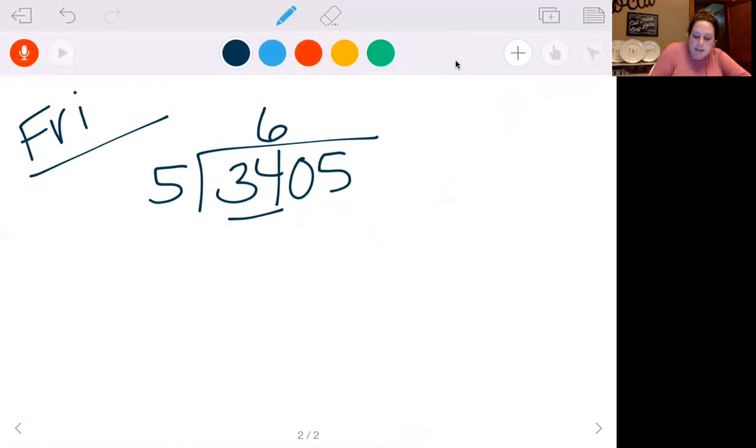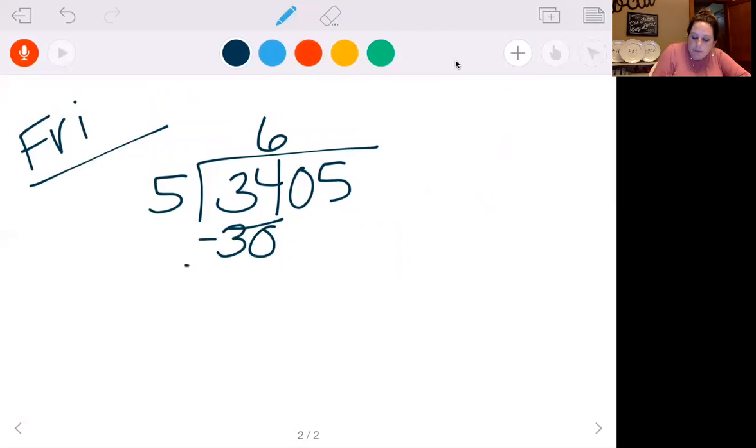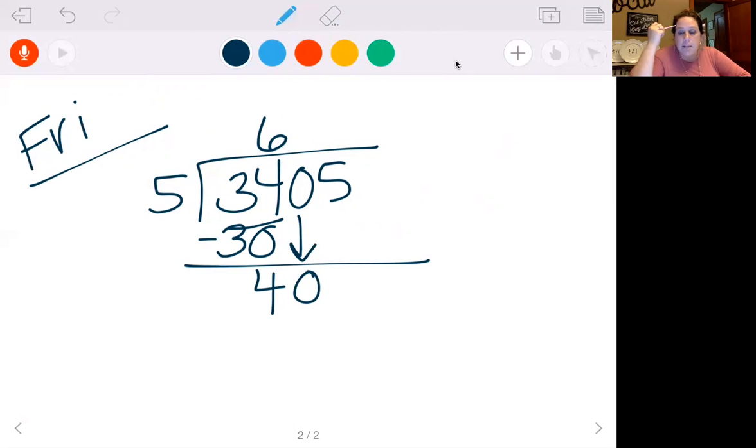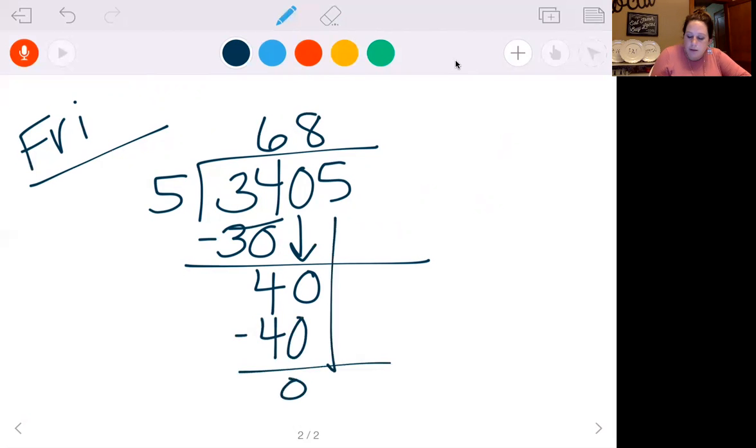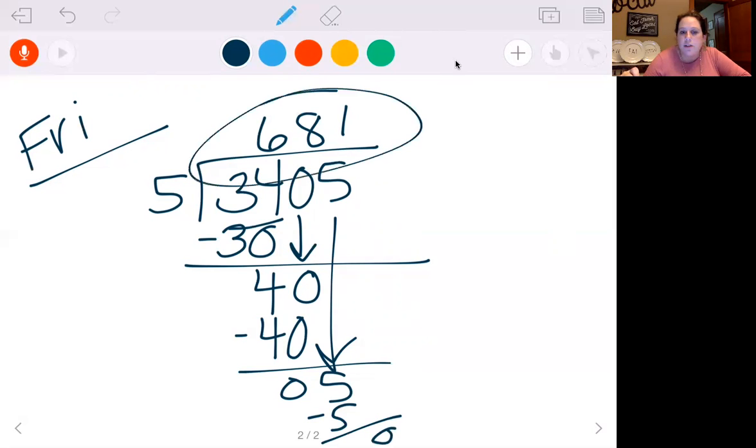5 times 6 is 30. I'm going to subtract that. I get 4. Bring down my 0. Now I'm asking myself, how many times does 5 go into 40? 8 times. Then I'm going to multiply 5 times 8, and I get 40. Easy to subtract, you get 0. Bring down the 5. How many times will 5 go into 5? 1 time. 5 times 1 is 5. Subtract it, we get 0. Nothing else to bring down, so 681 is our answer.